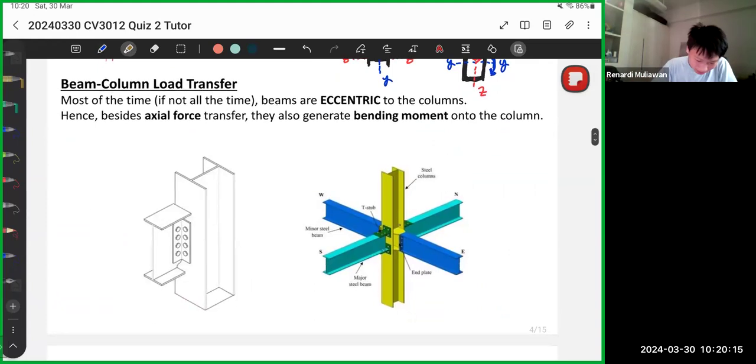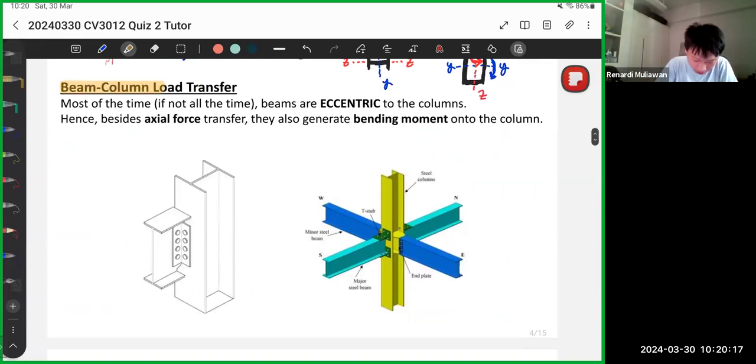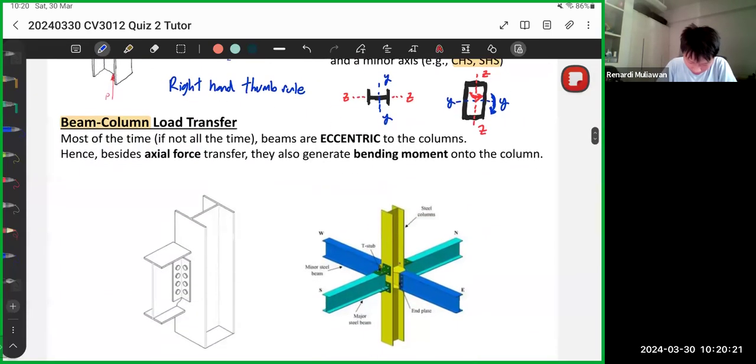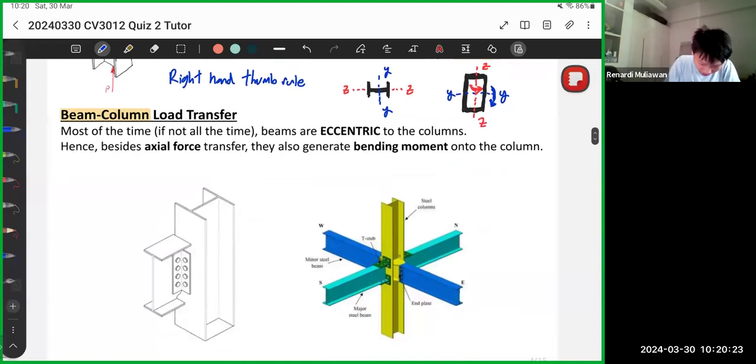Now let's go to the beam to column load transfer. If you remember, your beam is usually like this. There's a reaction here, and there are loadings on top. So the reaction forces, where do they go? They must go to the columns. So something like this. The reaction force goes to the column.